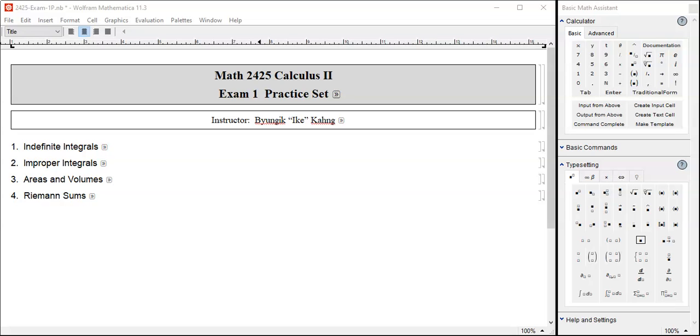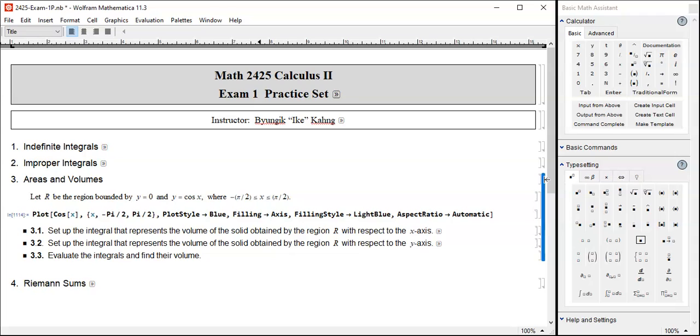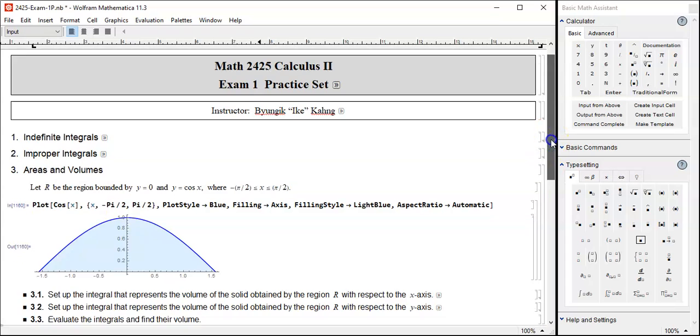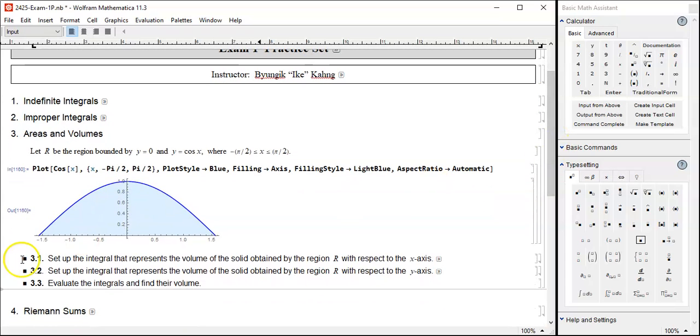Let's go to the next set, areas and volumes. Let R be the region bounded by y equals 0 and cosine of x, where x is between negative pi over 2 and positive pi over 2. You can plot the graph. It looks like this. It's the cosine function going up and down sinusoidally, but from negative pi over 2 to pi over 2, it's just a positive bulge.